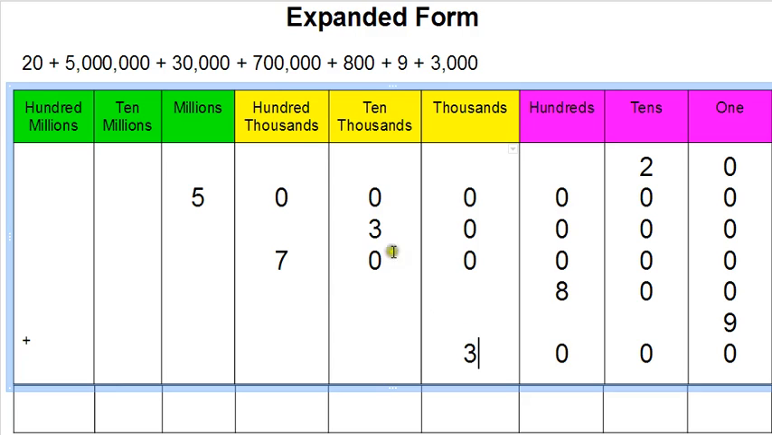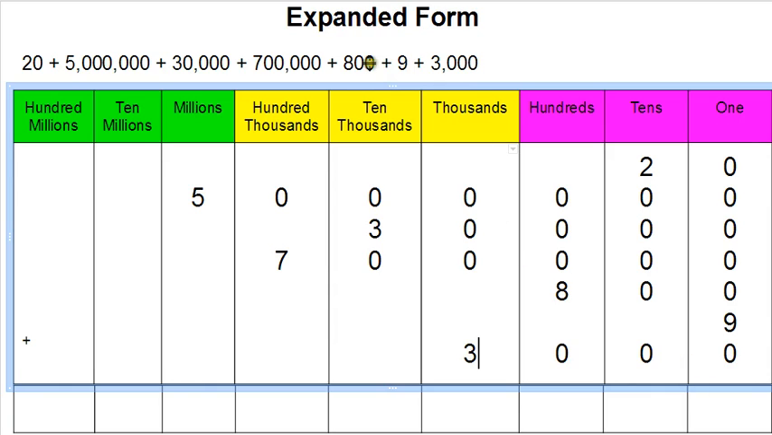Now let's look. I start with 20, so I put a 2 in the tens place and a 0 in the ones place. Then I jump up to 5 million. 5 in the millions place, then zeros all the way down in the 100,000s, 10,000s, thousands, hundreds, tens, and ones. Then I have 30,000. 3 in the 10,000s, 0, 0, 0, 0. Then 700,000. See, this one's bigger than this 30,000, so 700,000. 7, 0, 0, 0, 0. Then 800. So I put 8 in the hundreds place, 0, 0. 9 is just a 9 in the ones place. And 3,000 is just 3 in the thousands place, 0, 0, 0.